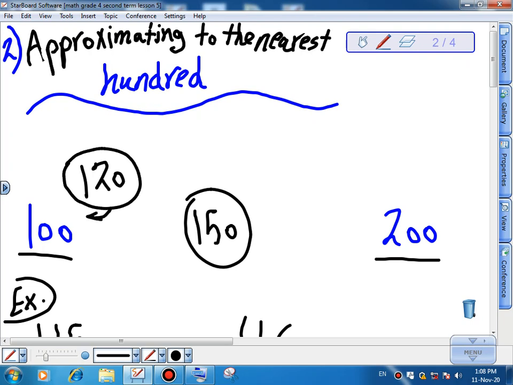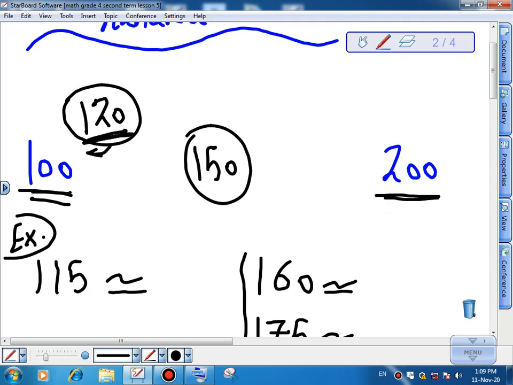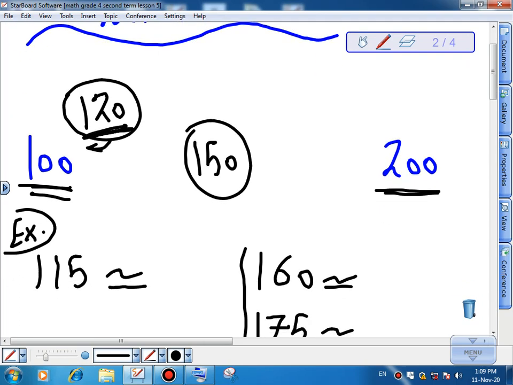So if I need to approximate this number to the nearest 100, what is the meaning of the nearest 100? Just 3 digits. Okay? Is 120 nearer to 100 or 200? It is nearer to 100. So if I approximate 120, it will be 100. If I take the number 115, is it nearer to 100 or 200? It is nearer to 100, so it will be 100.